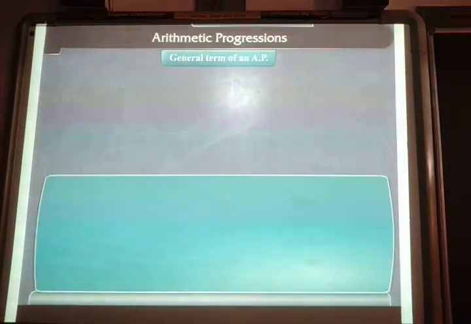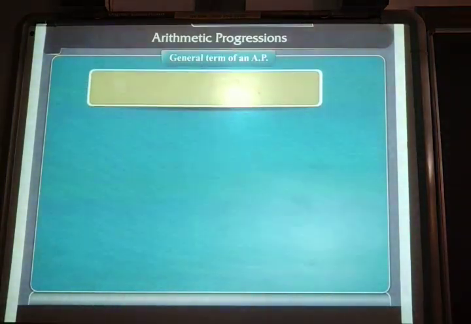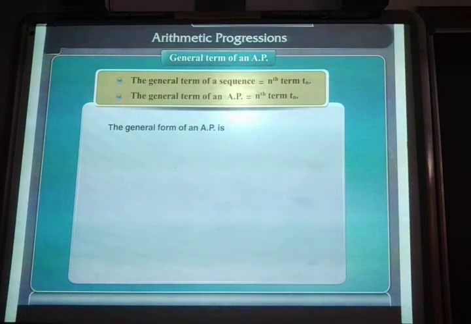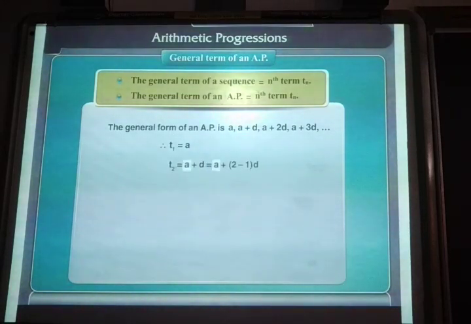General term of an AP. We know that the general term of a sequence is its nth term Tn. In the same way, the general term of an AP is also its nth term Tn. We know the general form of an AP is A, A plus D, A plus 2D, A plus 3D, and so on. Therefore, T1 is equal to A. T2 is A plus D. This can also be written as A plus 2 minus 1 into D.